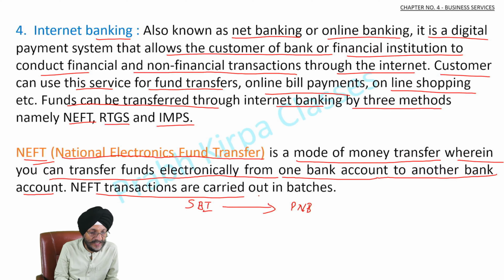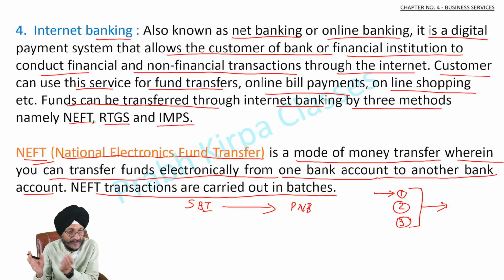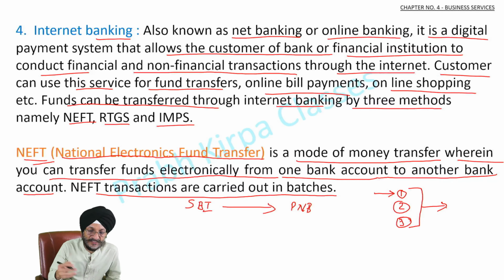NEFT transactions are carried out in batches. It means that if you have sent an instruction to a bank to transfer the payment, it will not be carried out immediately. Then another customer has also sent, then a third customer, then a batch of say 3 customers' instructions will be made and the transactions will be carried out.